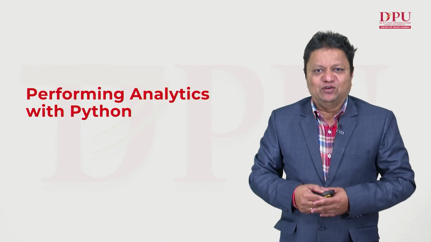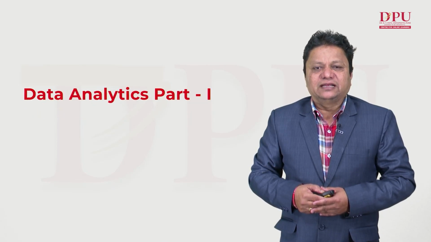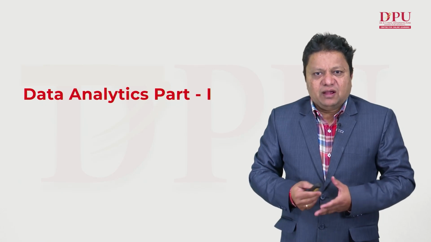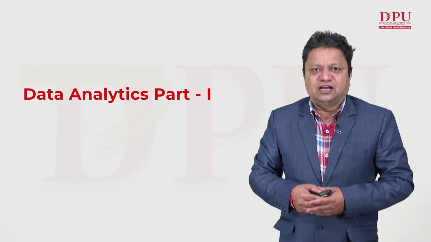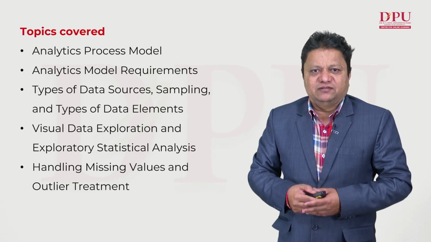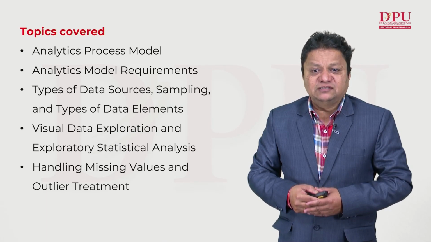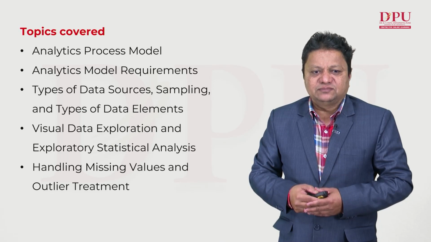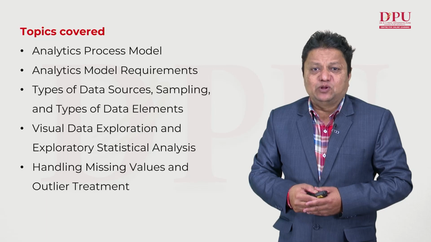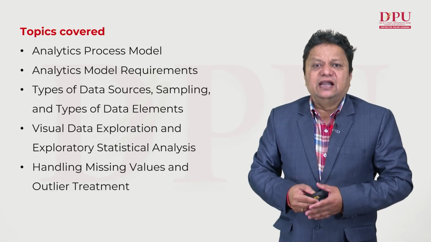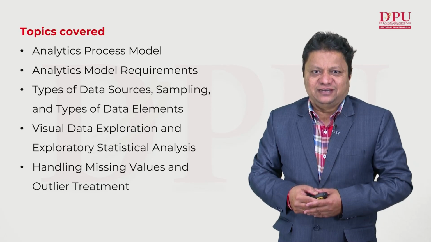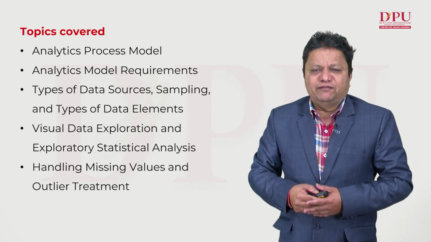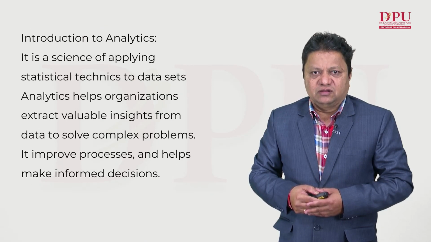Learners, in this session we are going to learn about unit number 8, that is Data Analytics Part 1. Before we start the session, let us see the agenda for this session. In this session we are going to learn about the analytical process model, analytical model requirements, types of data sampling, sampling and types of data elements, visual data exploration and exploratory data analysis, handling missing values and outlier treatment. So, let us start with the very first topic for this session, that is analytical process model.